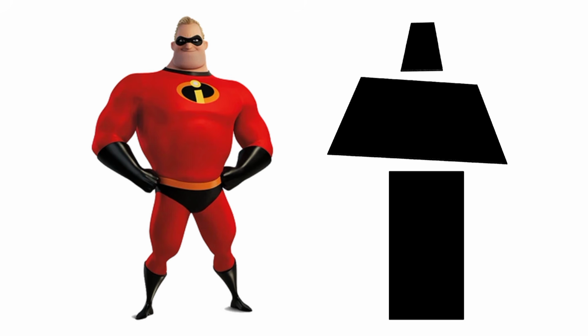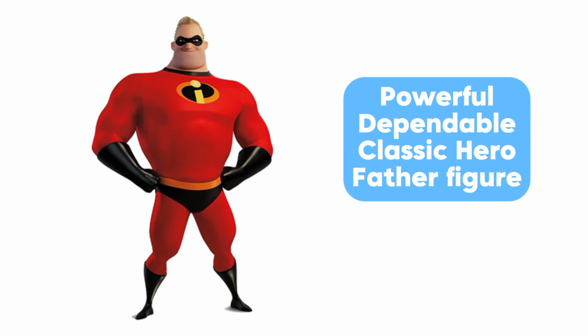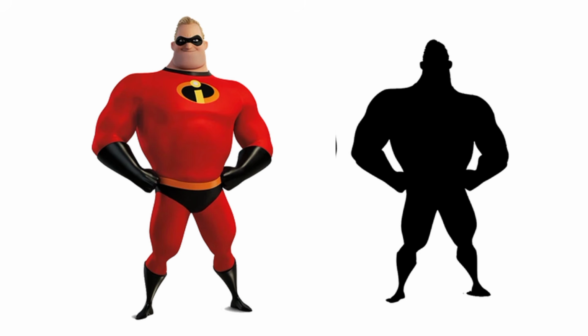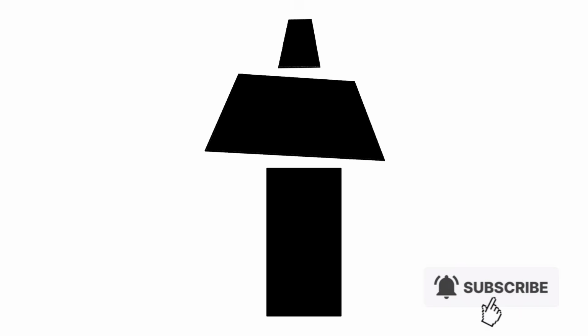So squares communicate strength, stability, and trust. That's exactly who Mr. Incredible is. He's powerful, he's dependable, he's the classic hero and father figure. Even without dialogue, his silhouette already tells you this guy is strong and reliable. So if you want your character to feel heroic, solid, and trustworthy, lean into square shapes.